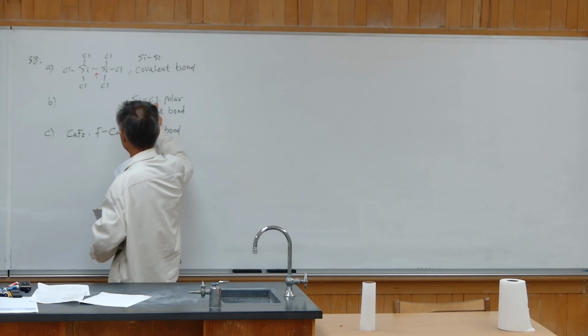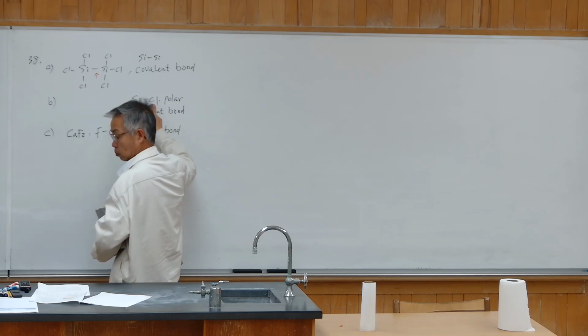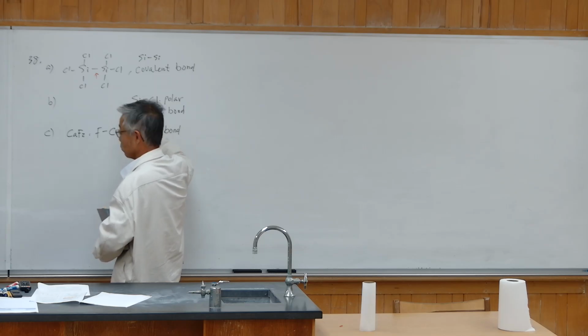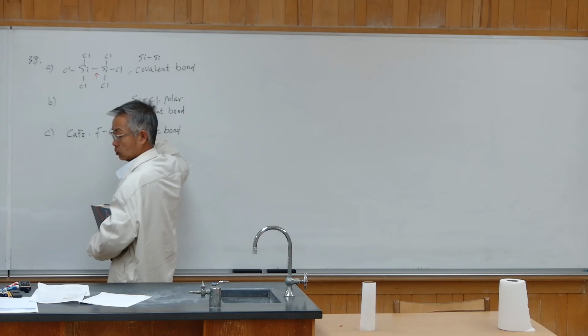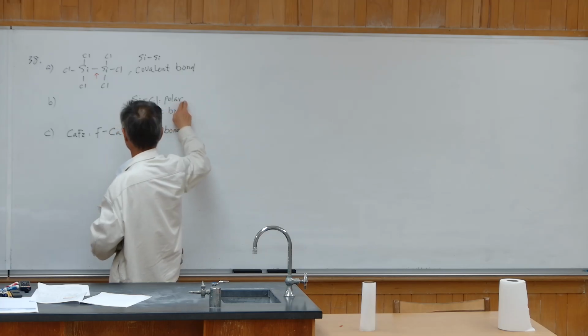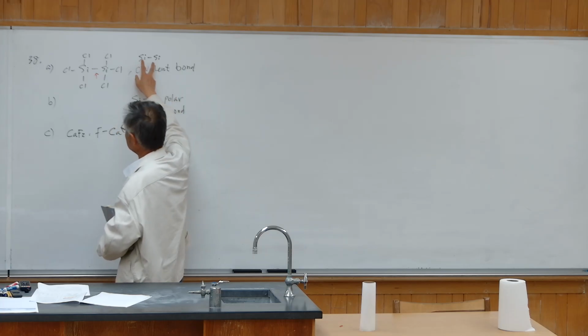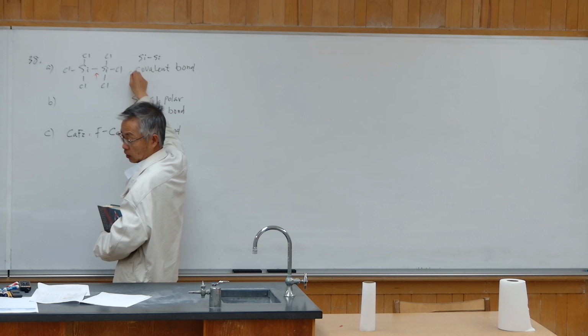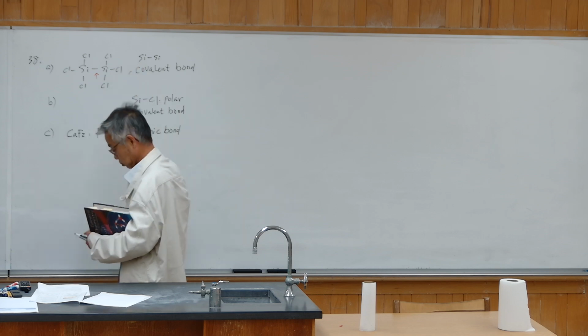And these two, a metalloid and a non-metal, have a big difference, but not as big as 2. So this is a polar covalent bond. And these two are exactly the same, no difference. The electronegativity is exactly the same. So this is a covalent bond.